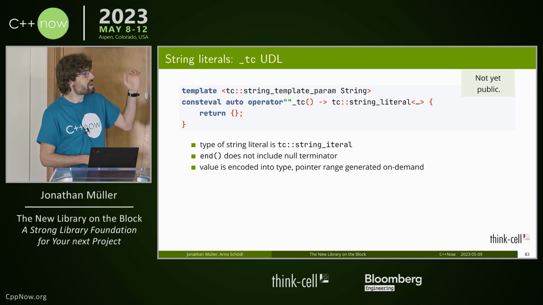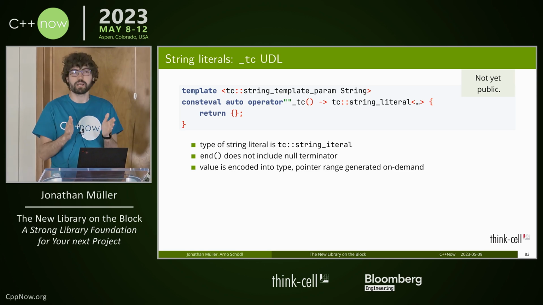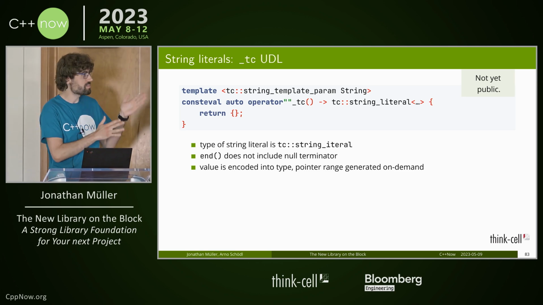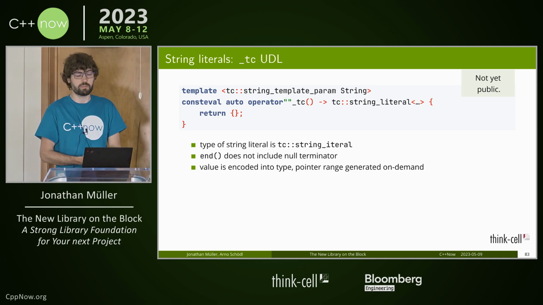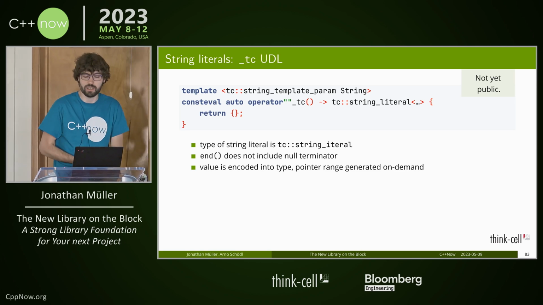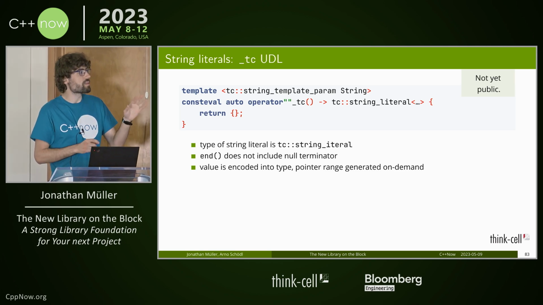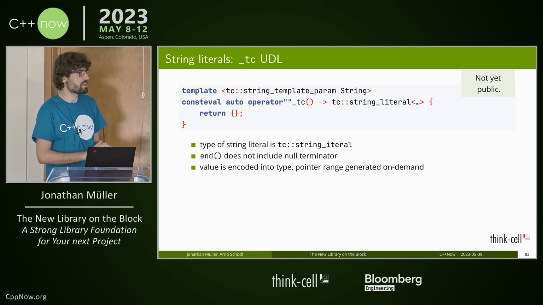So this isn't yet completely public on GitHub because the person in charge of the library had to prepare a C++Now talk. But the basic idea is to use a user-defined literal that takes the string literal as a non-type template parameter, so we get access to it at compile time, and then returns a custom string literal type. This has an end which does not include the null terminator, so the range algorithms just work. And we can also encode the value into the type. So the string literal itself can be empty because all the information is stored in the type.